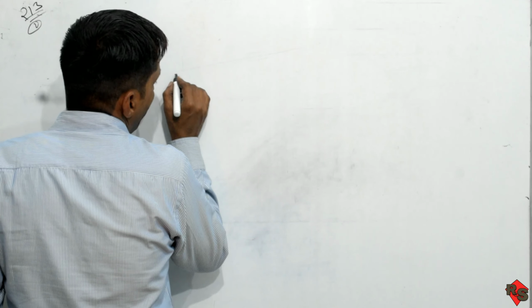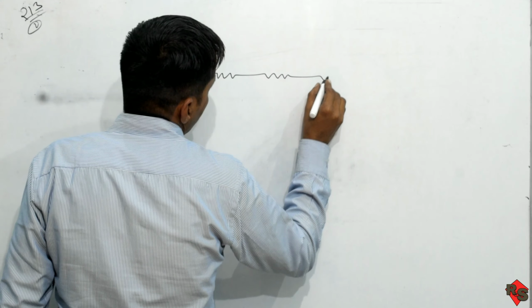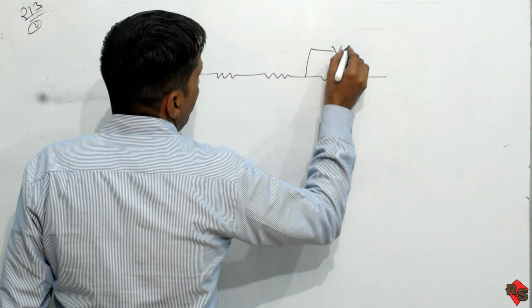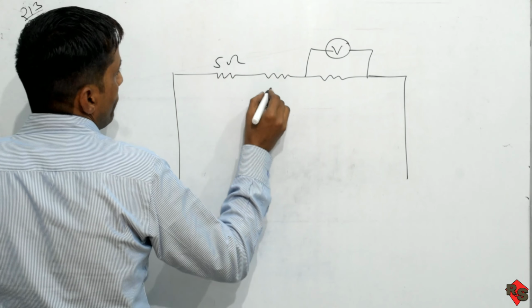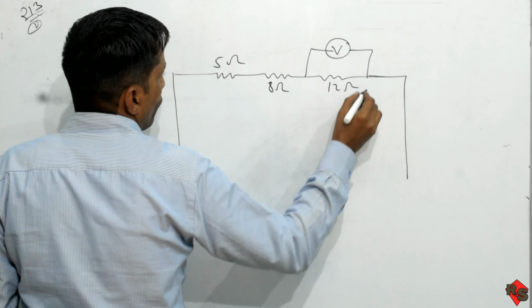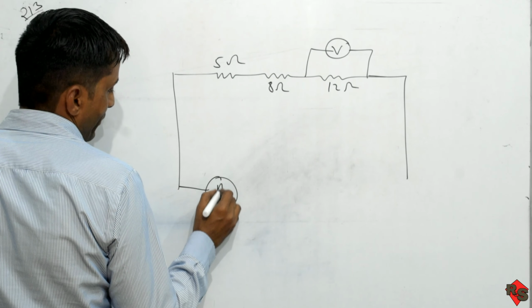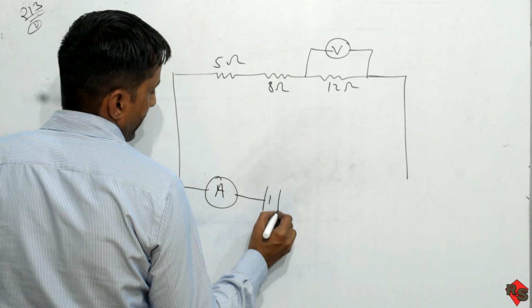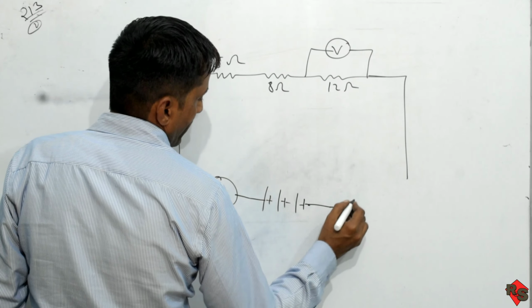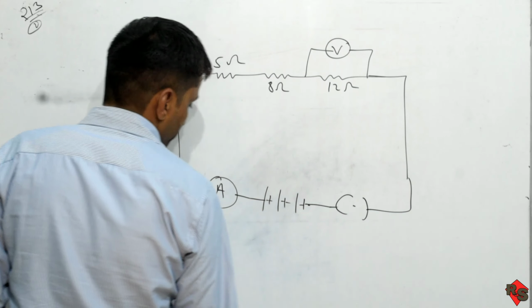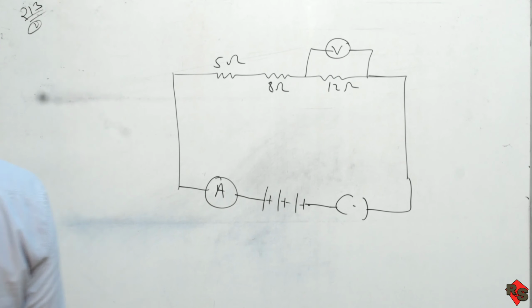So here is the redrawn diagram. Here is the voltmeter, that is across 12 ohm, with 5 ohm, 8 ohm, 12 ohm, and here is an ammeter, and here are the cells, each of 2 volt, and here is the key. The question is, what is the value of the reading of the ammeter and voltmeter?